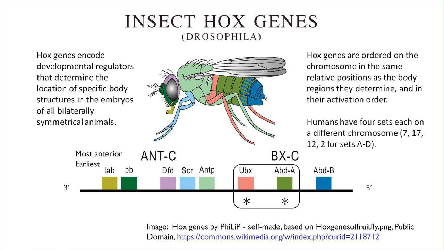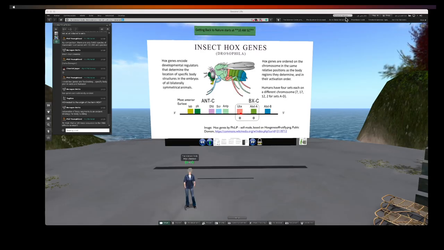All right, so this is a picture of the Hox genes because they have some other peculiar features. These are the Hox genes in Drosophila, because the Drosophila Hox genes have been studied quite a lot, and a lot of the names refer to their structures in Drosophila. So these are the Hox genes. And what's interesting about them is that not only do they decide what goes where, they are ordered on the chromosome in the same relative positions as the body regions that they determine. So the map of the Hox genes is the map of the embryo.